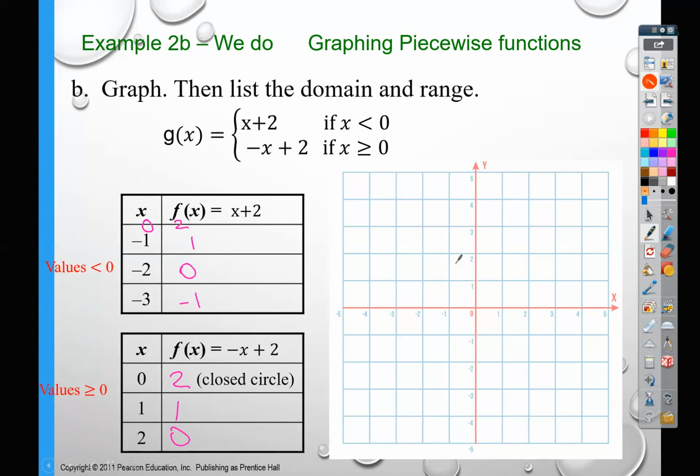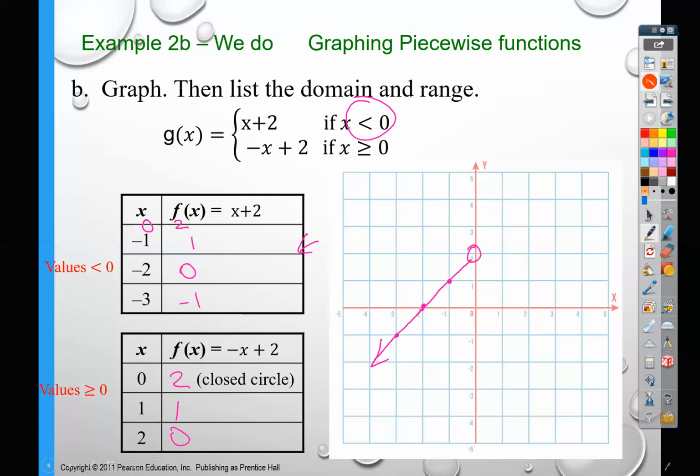Now you're going to plot these points, starting at the 0, okay? So (0, 2), I'm plotting the first one first. Okay, so (0, 2) is going to be an open circle because it is not equal to 0. It's just at 0. (-1, 1), (-2, 0), (-3, 1). So that looks like this.